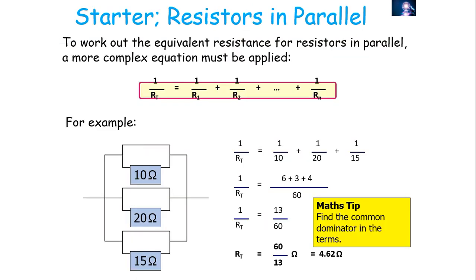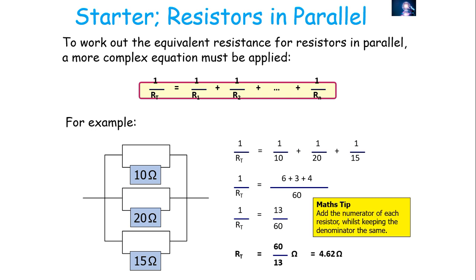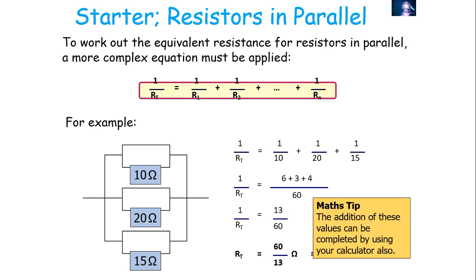So how do you work it through? So basically, you find out your values in parallel. So we've got 10, 20 and 15. So we'll do 1 over 10 plus 1 over 20 plus 1 over 15. Find the common denominator in these terms, which is 60 in this example. Change the denominator to the common denominator, and then we've now got 6 over 60, 3 over 60 and 4 over 60. So now we can add the numerators of each resistor whilst keeping the denominator the same. So we've now got 13 over 60.